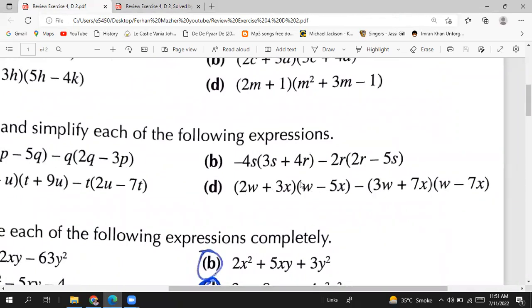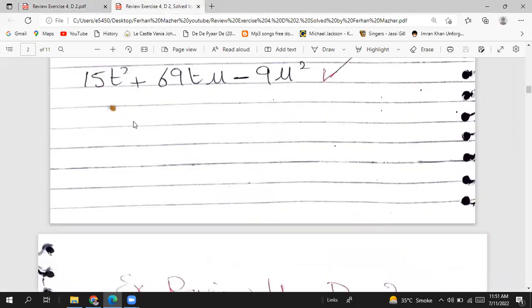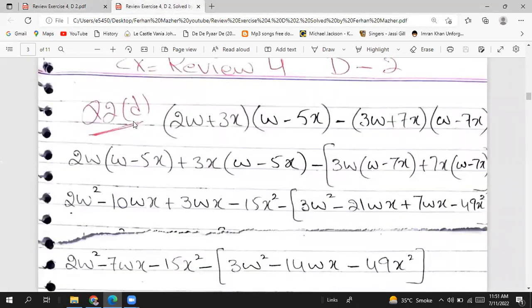Here we have two brackets that are multiplying with each other. Then we have a negative sign. And again, here we have two brackets which are multiplying with each other. So due to this negative, I will put a square bracket here and I will multiply them. And when I open that square bracket, the signs will change. So here we go, 2w plus 3x into w minus 5x minus 3w plus 7x and w minus 7x.